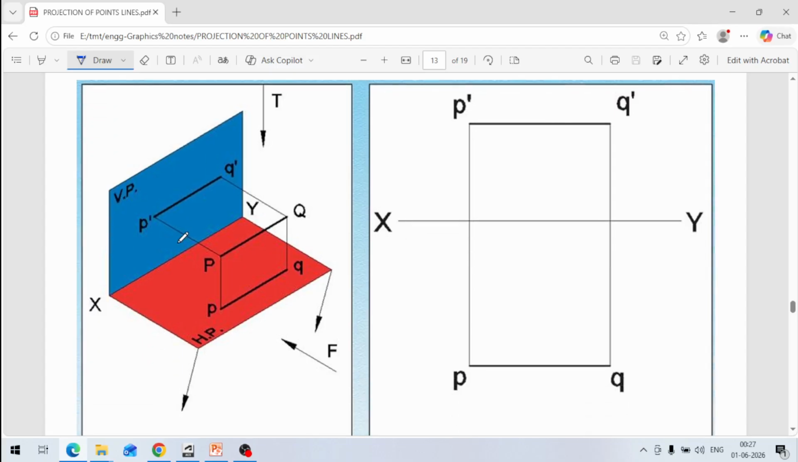First case is this line PQ. PQ is the line which is parallel to both the planes. This is our vertical plane, and this is our horizontal plane. This line is parallel to the horizontal plane and also parallel to the vertical plane. Because it is in the first quadrant, it is first angle projection. In first angle projection, the line is PQ and we have to project it on both the planes.